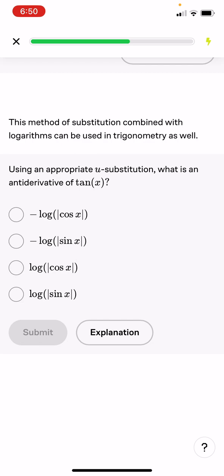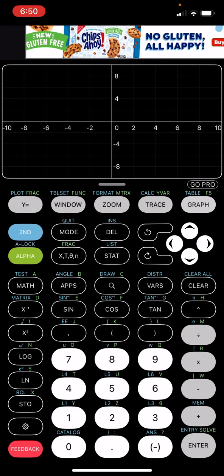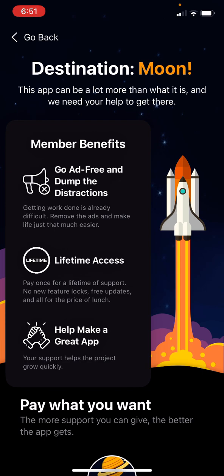This method of substitution combined with logarithms can be used in trigonometry as well. Using an appropriate u substitution, what is the antiderivative of tangent? Antiderivative of tangent. Okay.